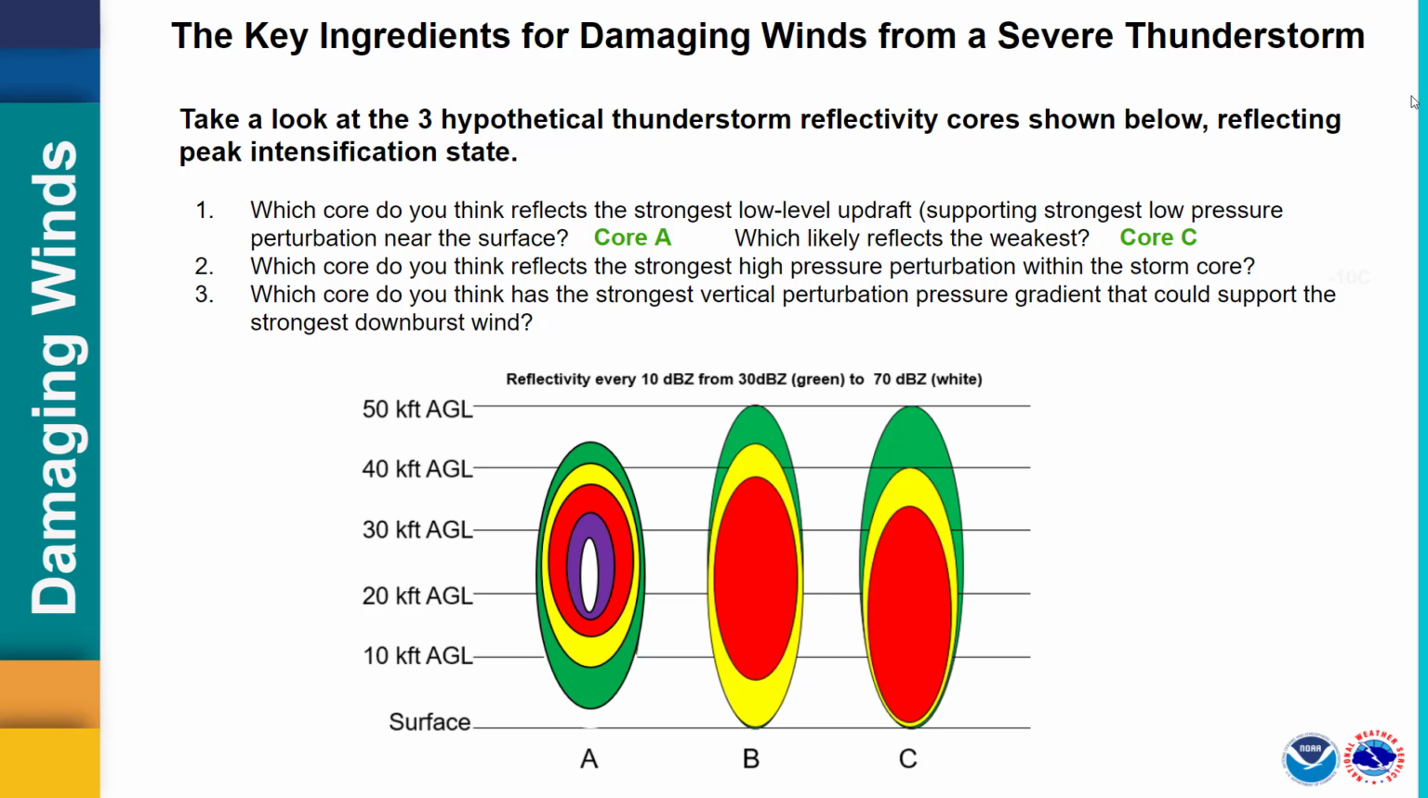Which core do you think reflects the strongest high pressure perturbation within the storm core? Just from what is shown here, you likely have a greater or more dense, heavier core with core A, possibly water-coated hailstones, melting hail, as reflected by the higher reflectivity values shown. So the most likely core to have the greatest high pressure perturbation aloft is likely core A, the same as with question number 1. Thus, the core that has the strongest vertical perturbation pressure gradient likely to support damaging winds would be core A. It does not necessarily relate to the tallest core.